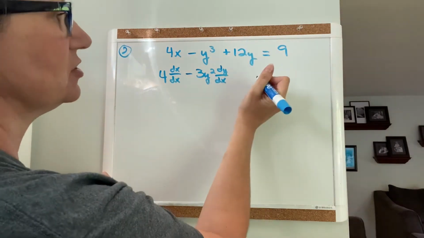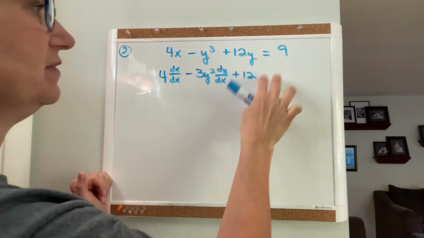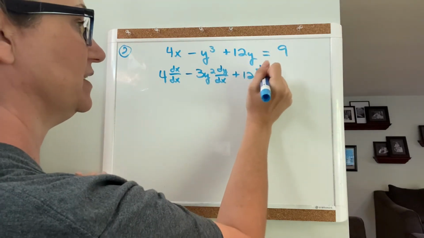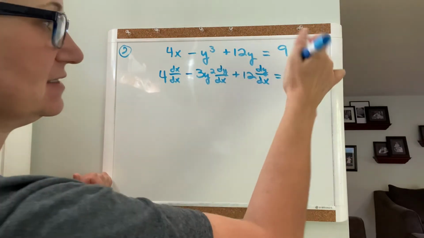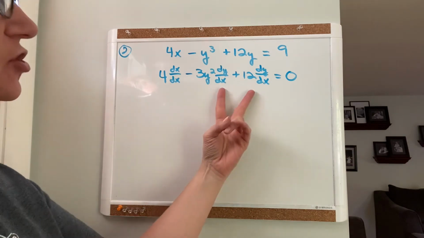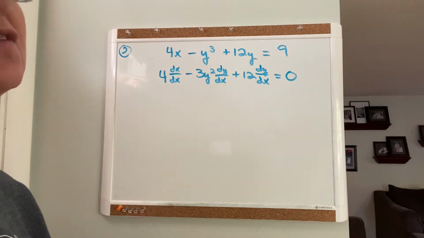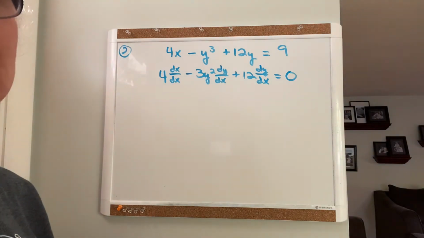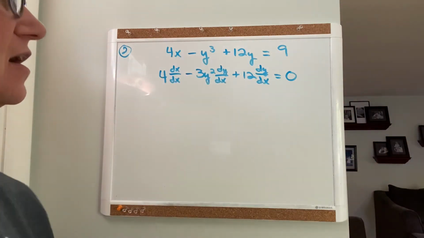Next term, derivative of 12y is just 12, but we took the derivative of y with respect to x, so we have to write dy dx again, equals, and the derivative of any constant is 0. All right, so this time we have 2 terms involving dy dx. I don't care if you have 2 or 12 terms involving dy dx. Get them all together on one side and get everything else on the other.